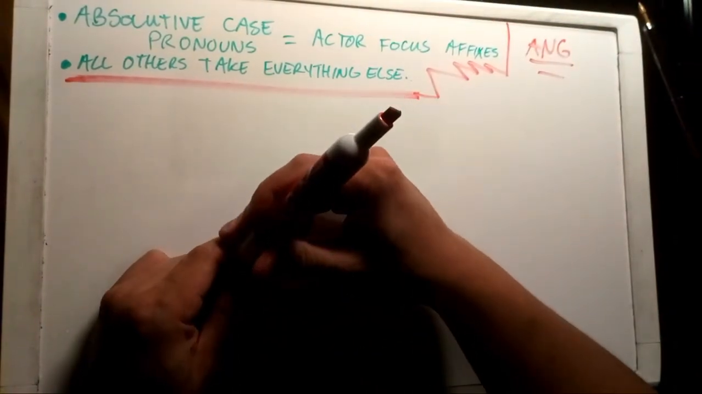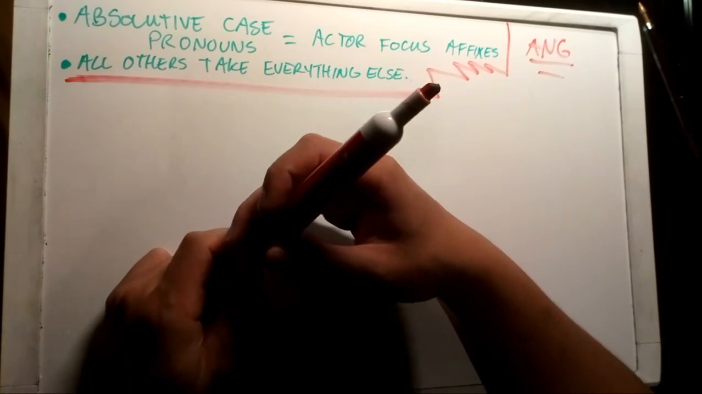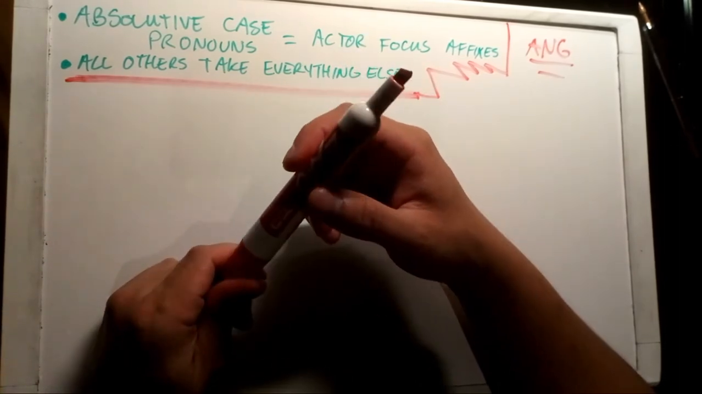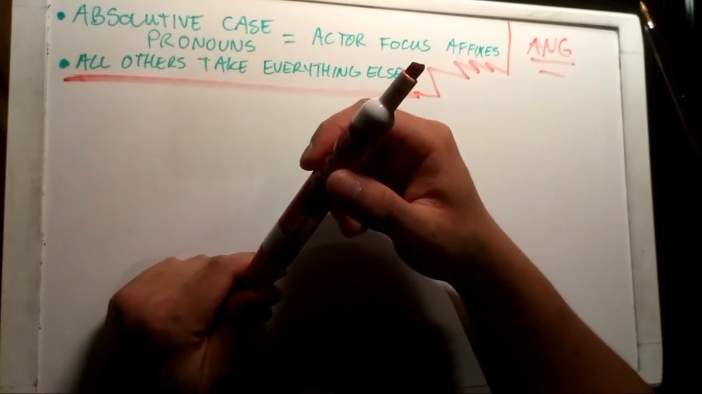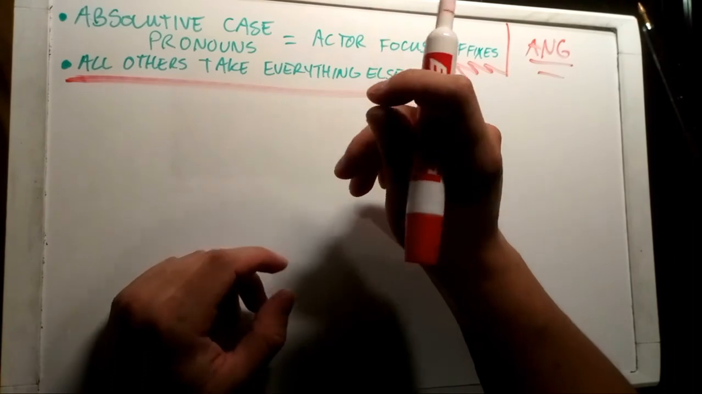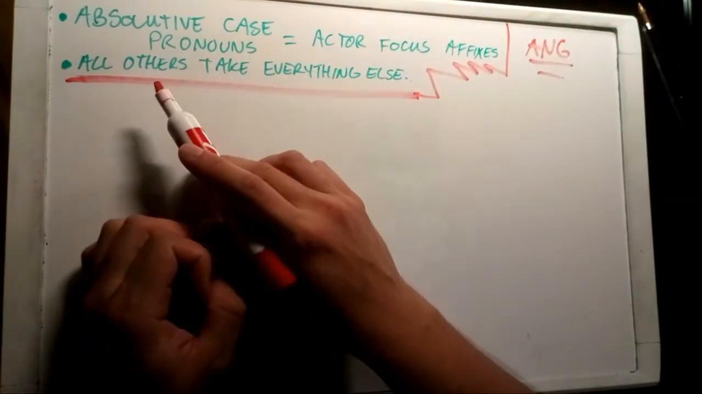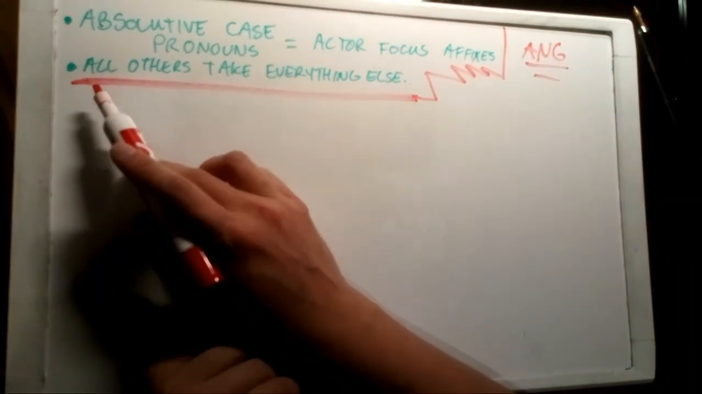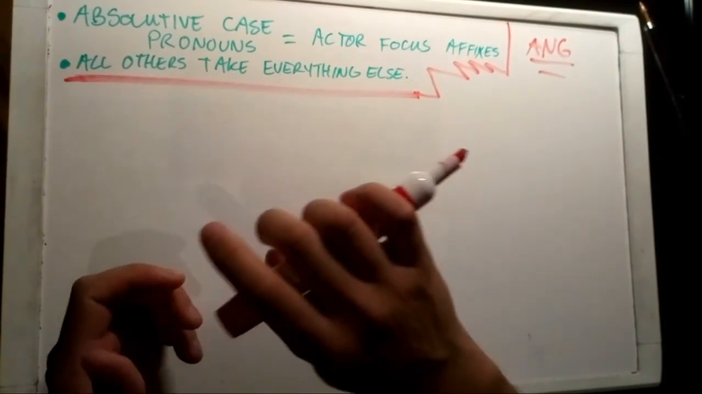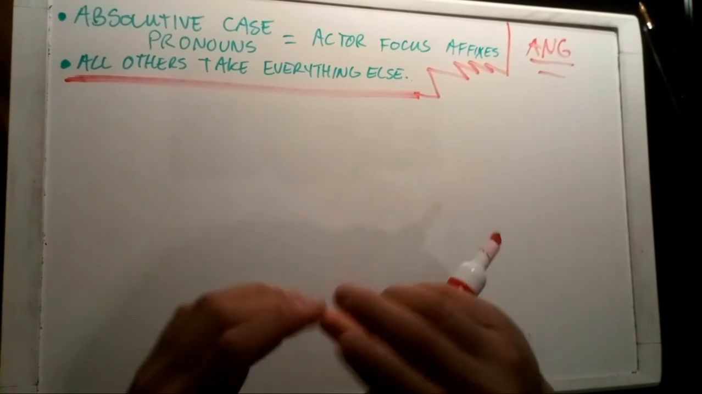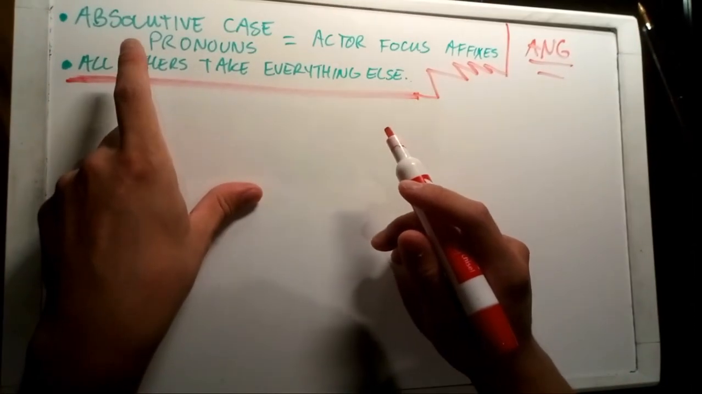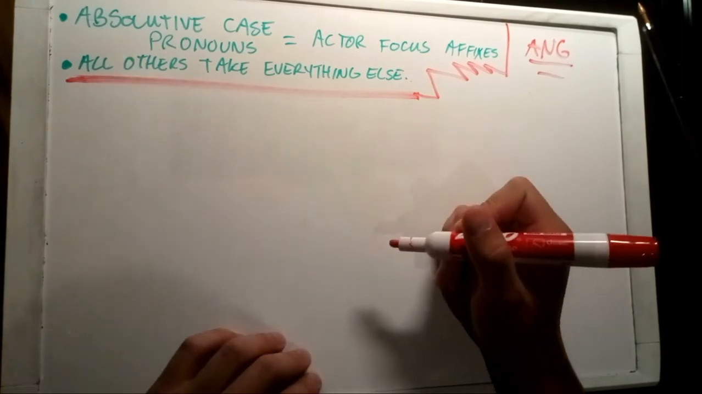If you ever are going to use actor focus absolutive case pronouns, you need to use the actor focus affixes, and those are the naga, maga, naka, maka, all that kind of stuff, right? Ni, mi, mo, mu, and so on. All right. While point number two is all others take everything else. So anything else that's not mentioned, take everything else, okay? But the very first statement is very, very crucial.